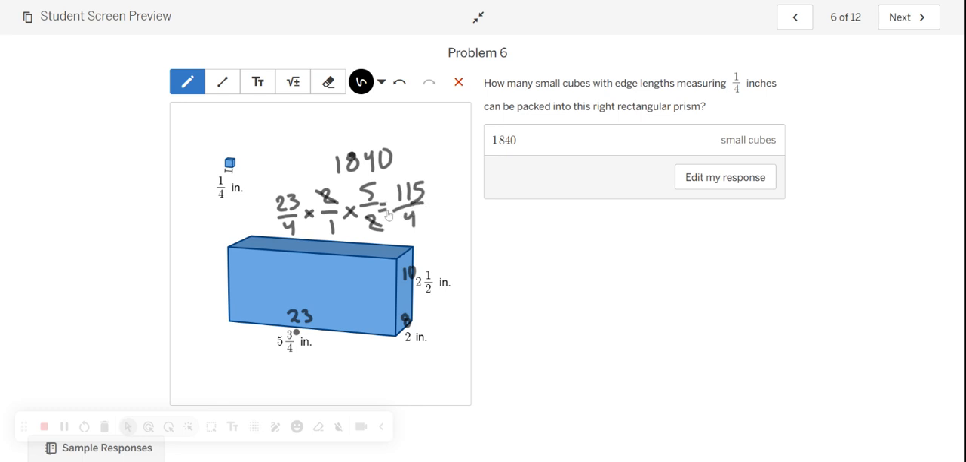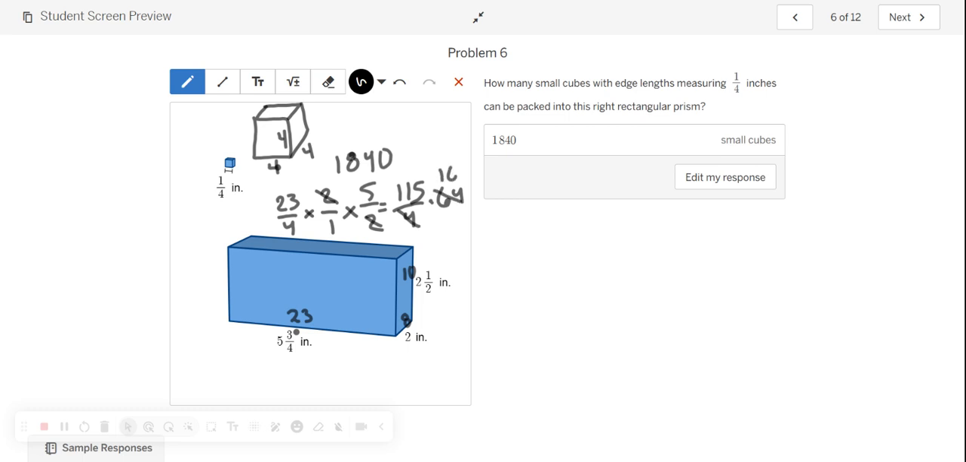115/4. And I'm like, oh, what do I do now? Well, each one of these 1/4 inch little cubes, if I look at a cube that would be in a 1 inch cube, there would be four of those little cubes by four of those little cubes by four of those little cubes. And so in every cubic inch, there is 4 times 4 times 4, or 64 little cubes.